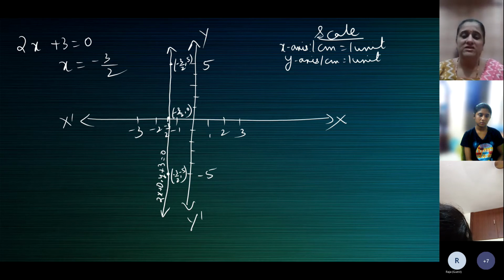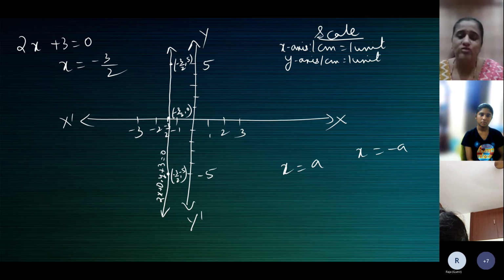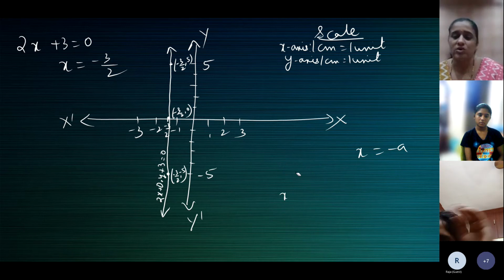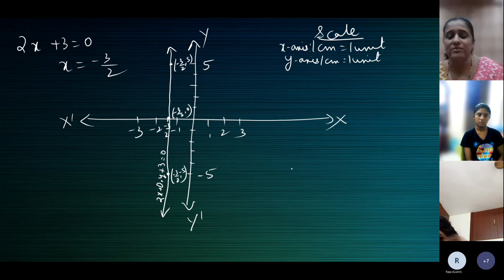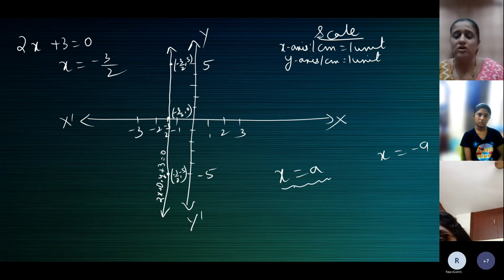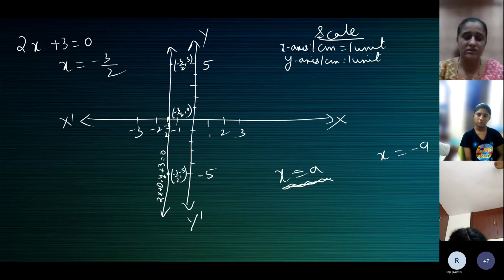Whenever you have x is equal to some number, like say a or minus a, normally in the books you will find only x is equal to a. To make you understand, I'll say a and minus a. X is equal to a, x is equal to minus a. Whenever you have x is equal to a constant, then that line will be parallel to the y-axis. Just remember that. I'm not asking you to believe something blindly. You can see the graph here.